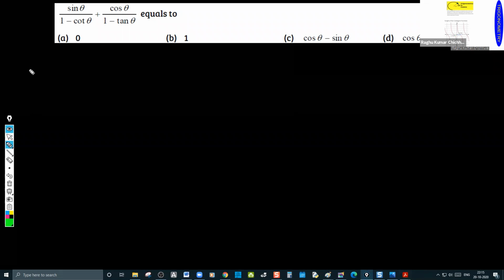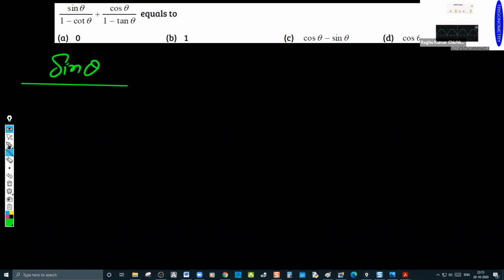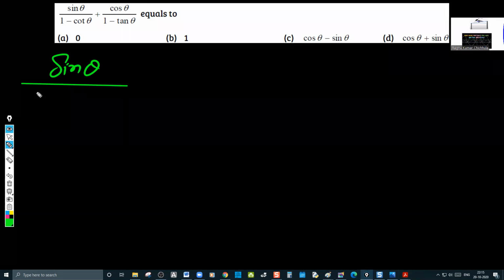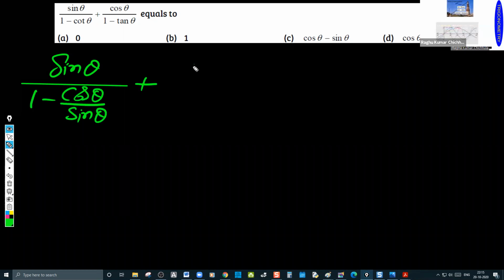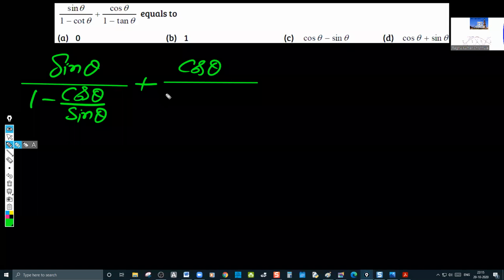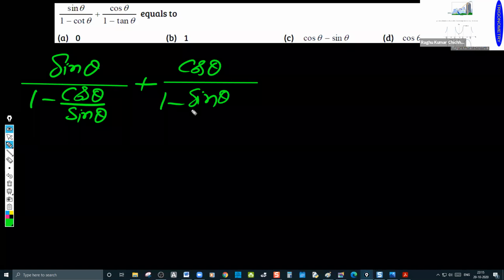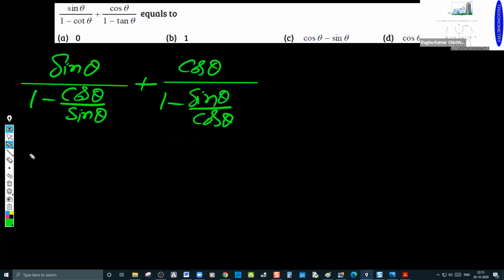Instead of that, we will simplify this. That will be better. Tell me, how can cot theta be written in terms of sine and cos? 1 minus cos theta by sin theta. Tell me the next. Cos theta by 1 minus sin theta by cos theta. Why am I converting it? Because the options contain sine and cos.